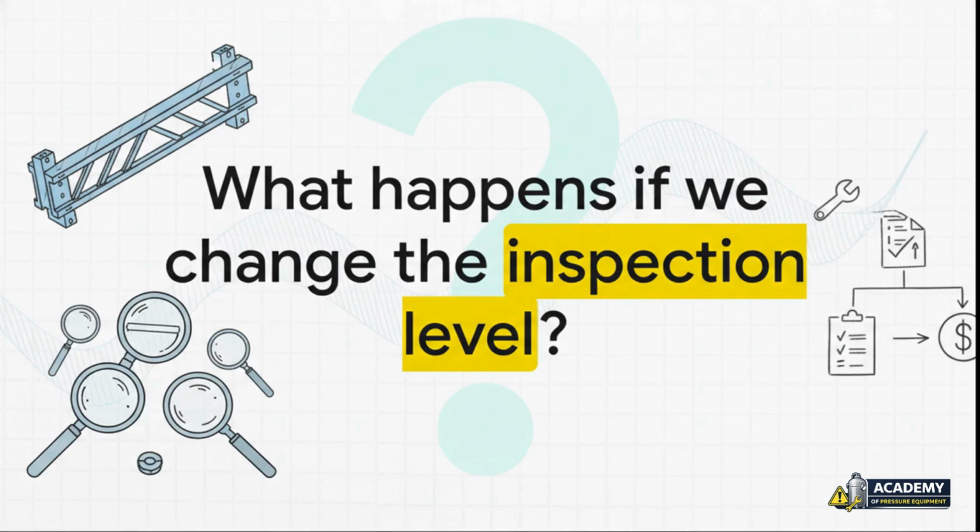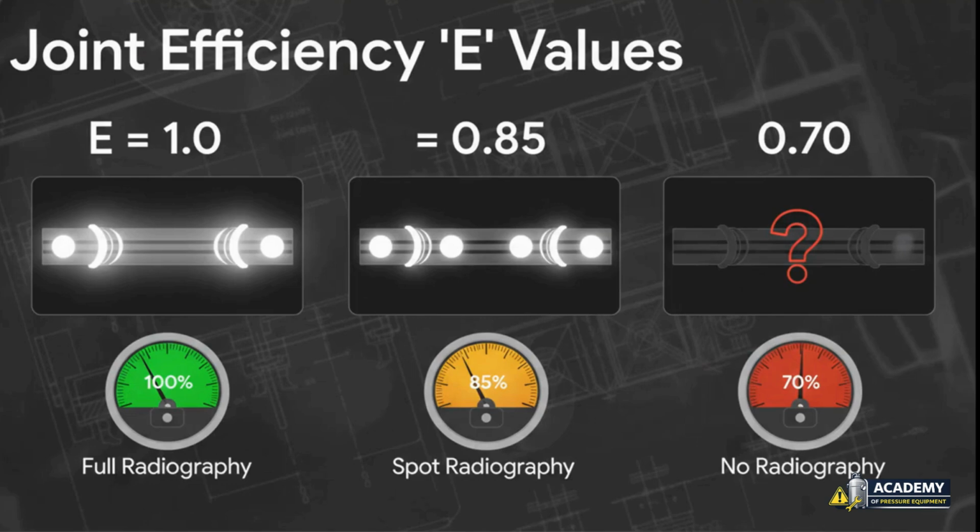Let's hit the reset button. Imagine we stick with that cheaper carbon steel, but we pull our other lever instead. What happens if we just change the level of weld inspection? The code is great. It gives us really clear values for E based on that trust factor we talked about. If we x-ray every single inch of the main welds, we call that full radiography, or full RT. We get a perfect score, an E of 1.0. That's 100% trust. If we just do spot checks, our trust drops to 85%, so we use 0.85. And if we do no radiography at all, we have to take a big 30% penalty and use 0.7.